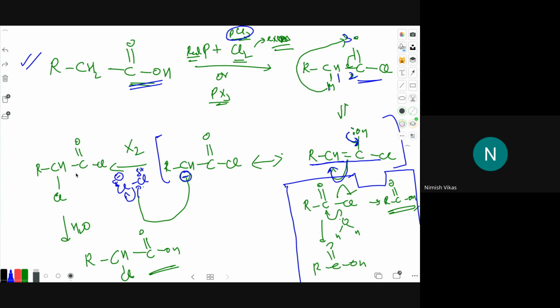Right? So this is something which is formed, and in the end, even if water is not there, we assume water is there. In the end, when we give water, COCl, as we saw previously, will turn into what? COOH. Any doubts till now? No, sir. Any doubts till now?